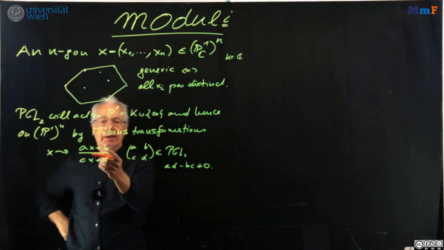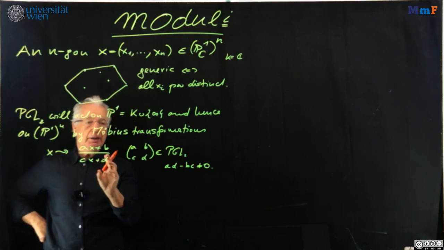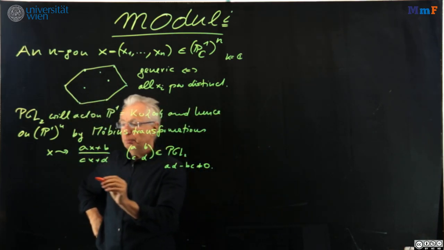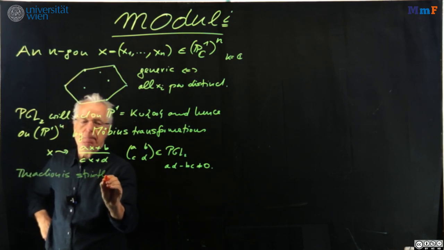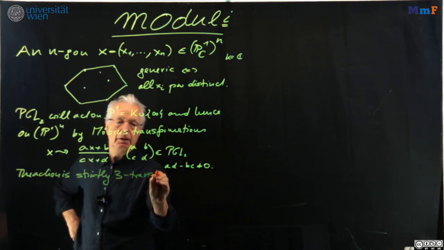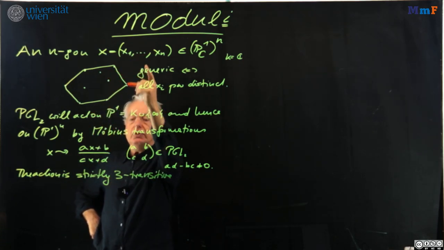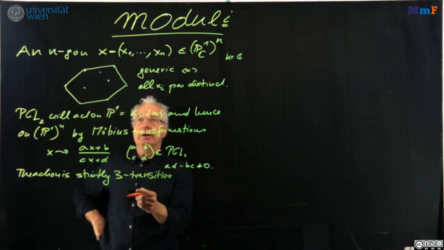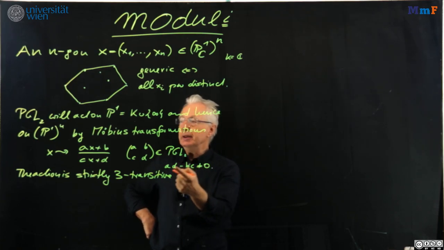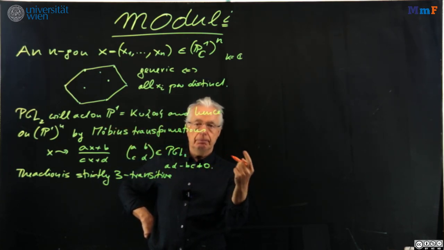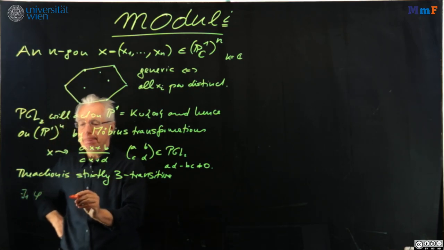And as you look at this action, you will easily see that you can prescribe the image of three points. So the action is strictly three transitive. This means that if you take three different points, let's say x1, x2, and x3, you can move them to any prescribed triple of points. And moreover, whenever you prescribe three images, there's a unique element of PGL2 making this transformation. So there exists a unique phi in PGL2.